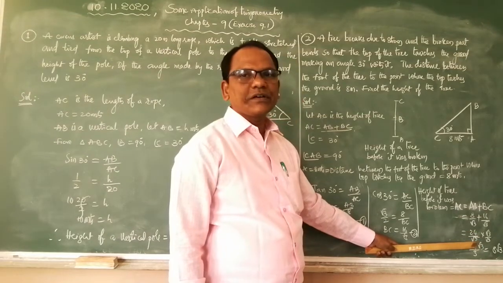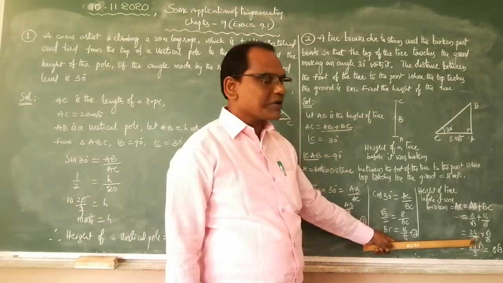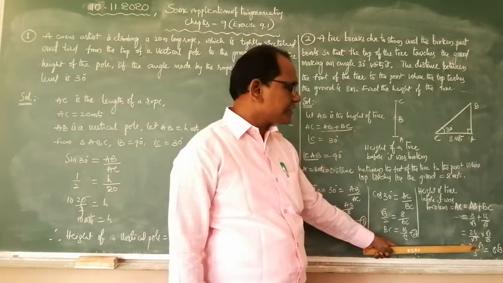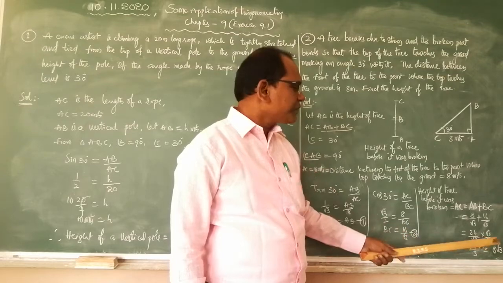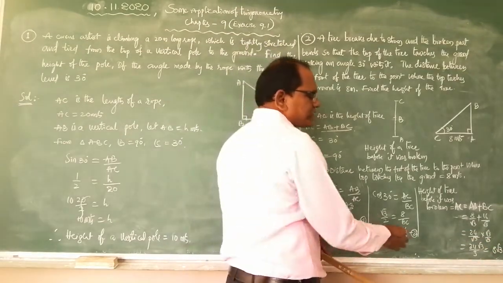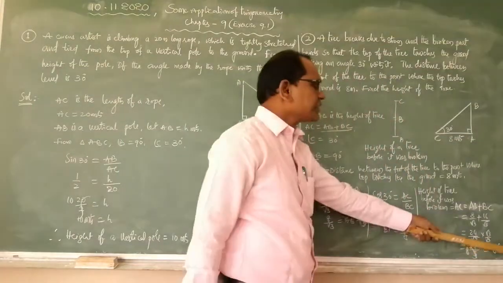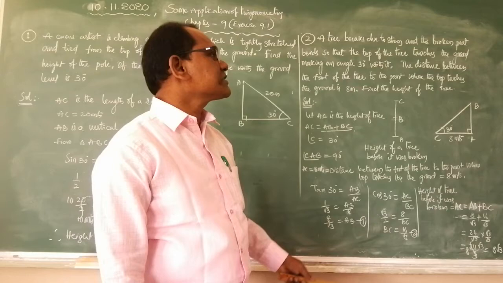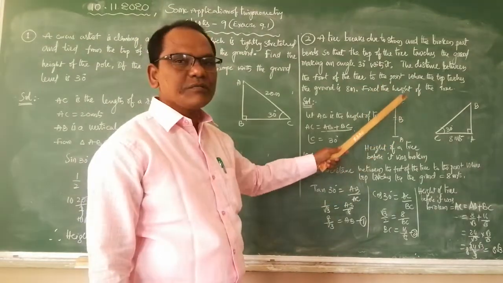That is 24 by root 3. Root 3 is in the denominator, so we take the rationalizing factor of root 3, which is root 3, and multiply by root 3 by root 3. So 24 root 3 by 3, and 24 by 3 is 8. Therefore 8 root 3 meters is the height of the tree before it was broken.